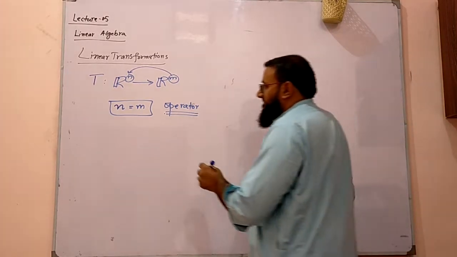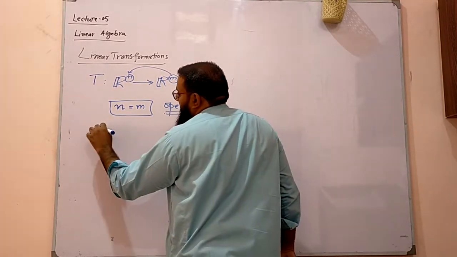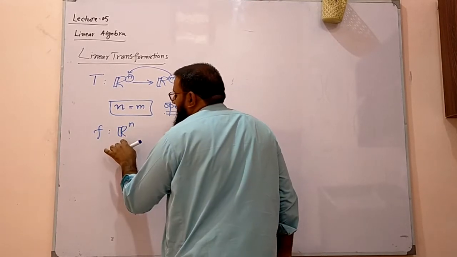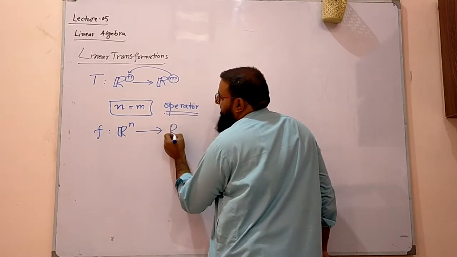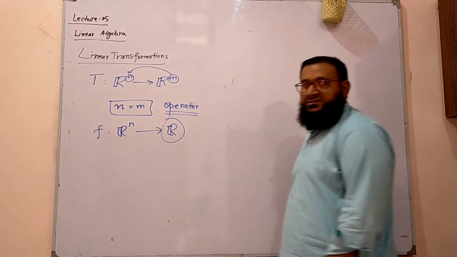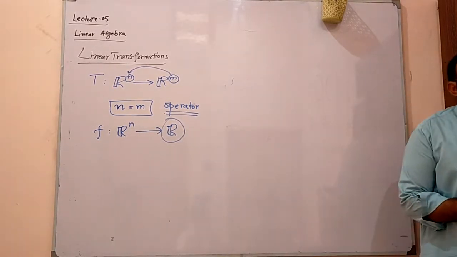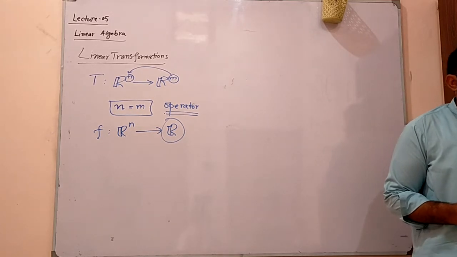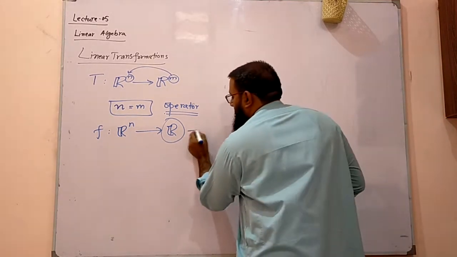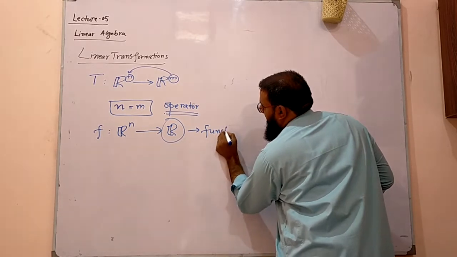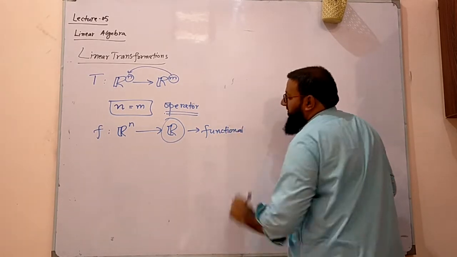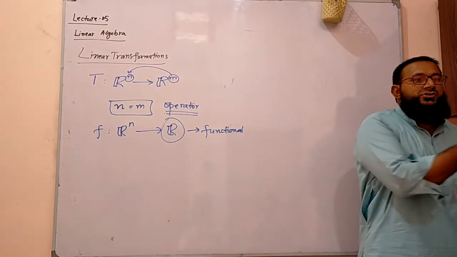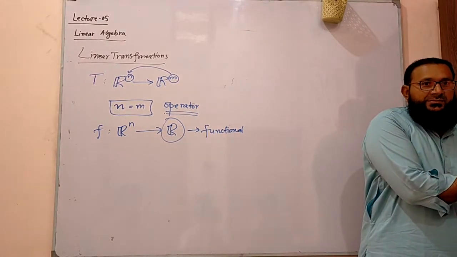And sometimes there is a function where, when you take a vector in Rn, it gives you output in your field. So you pick a vector and your output is a number. We call it a functional. So what does a functional do? You pick a vector and you send it to a number. The number can be real or complex.